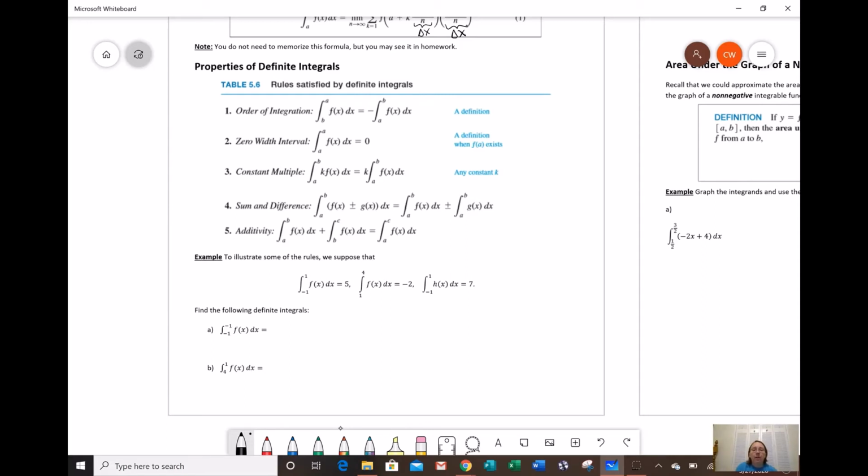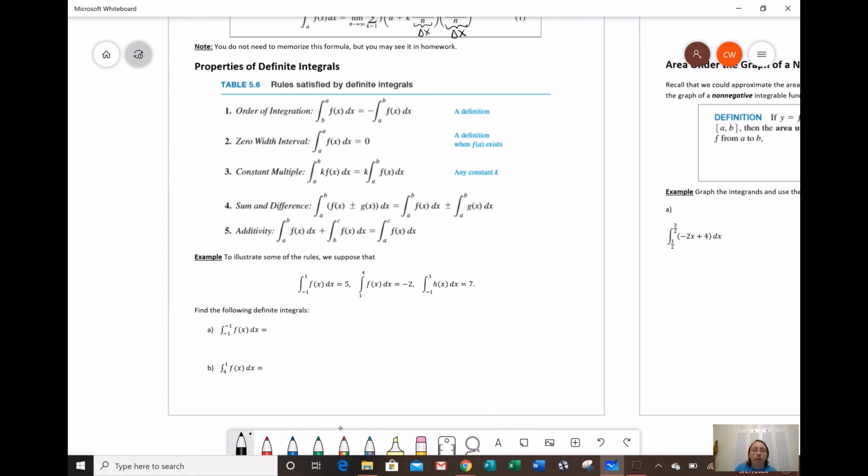Constant multiple, if you have a number multiplied by your function, that can come out. Just like with summation notation, just like with derivatives. The constants just chill out. Sum and difference, if you have things adding and subtracting in a definite integral, you can do them separately and then just add or subtract as appropriate.